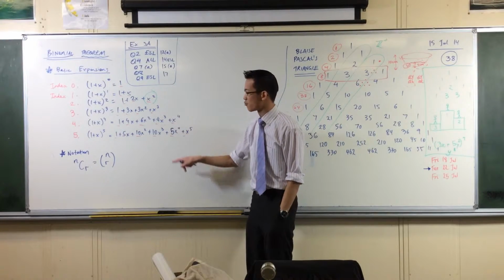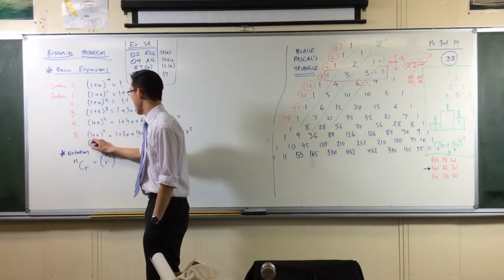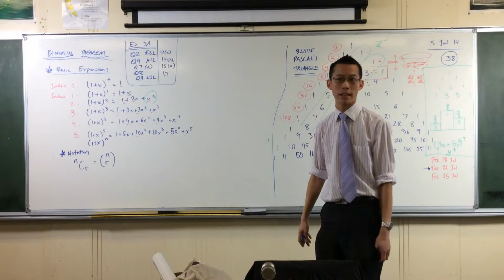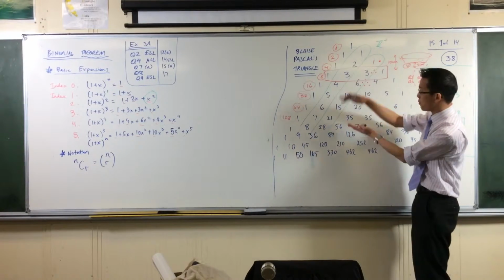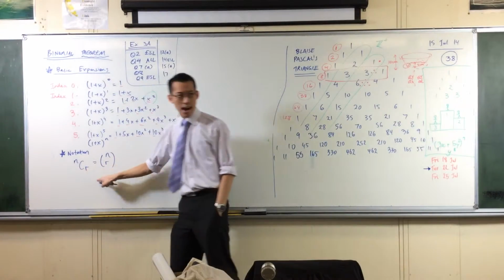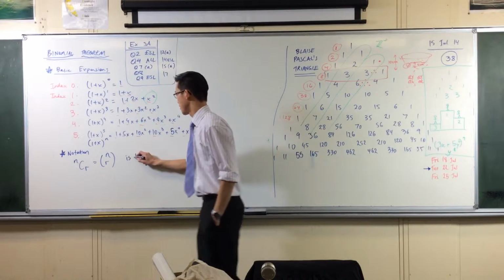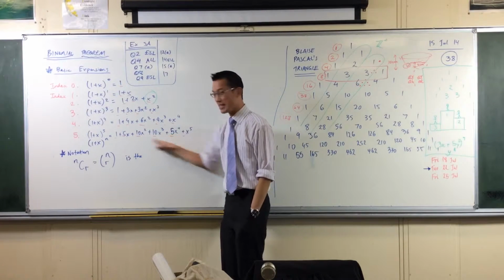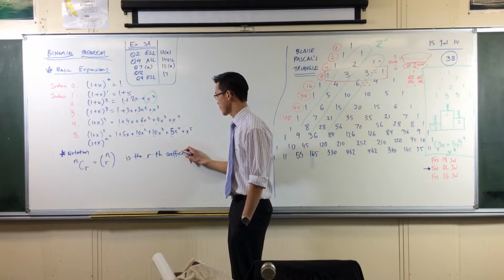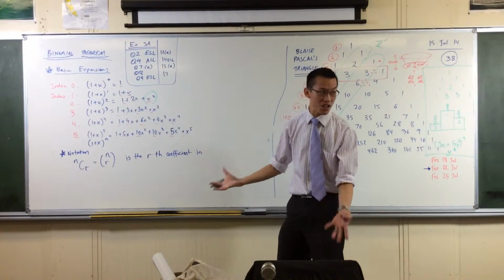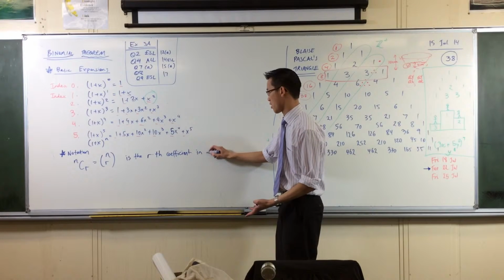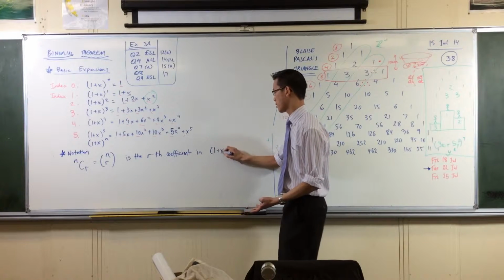In these things here, if I were to generalize and say, what if we raise it to the power of n? The coefficients will change accordingly, won't they? They'll give you a new row. It'll be the nth row of Pascal's triangle. So nCr is the coefficient, or actually, it's the particular coefficient, the rth coefficient, in the expansion of whatever to the power of n. It's the coefficient of 1 plus x to the power of n.